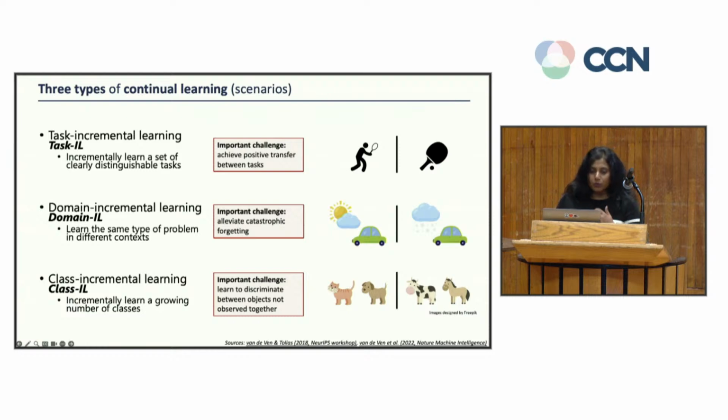And in the third one, we are increasingly growing the number of classes, and it has to incrementally learn, as in when new input is provided, it should be able to learn in this context. So here we are trying to solve to discriminate between objects that are not traditionally observed together. So that's why this becomes a little bit more challenging.